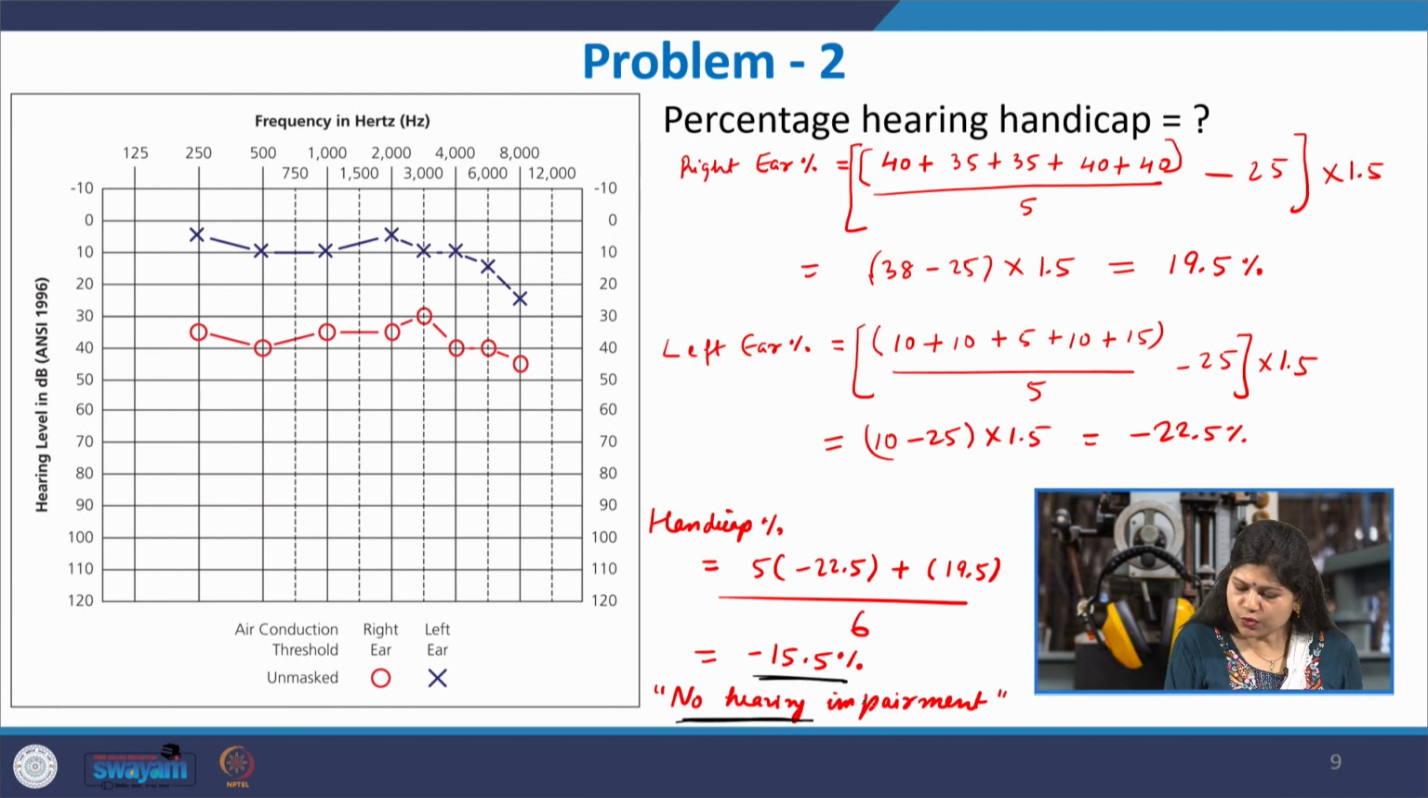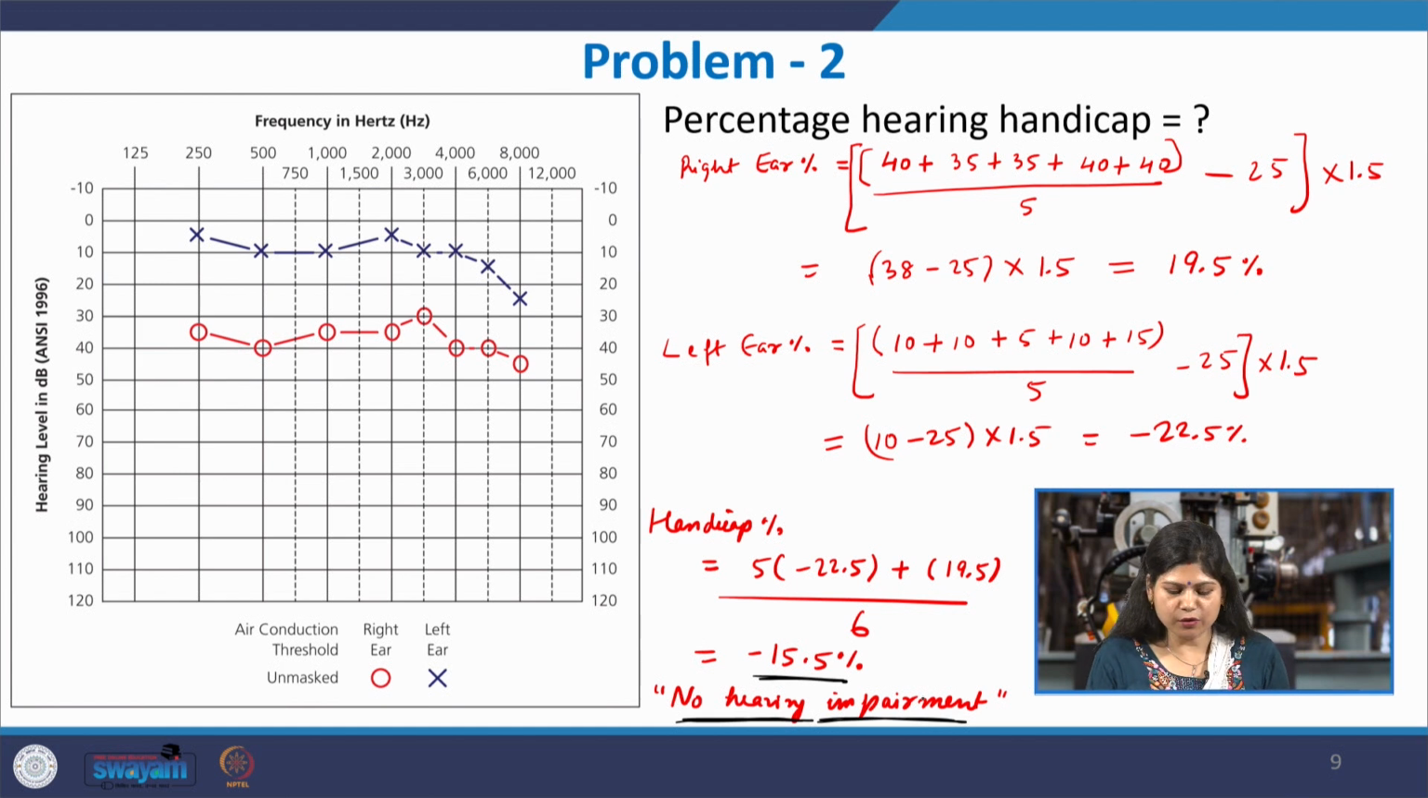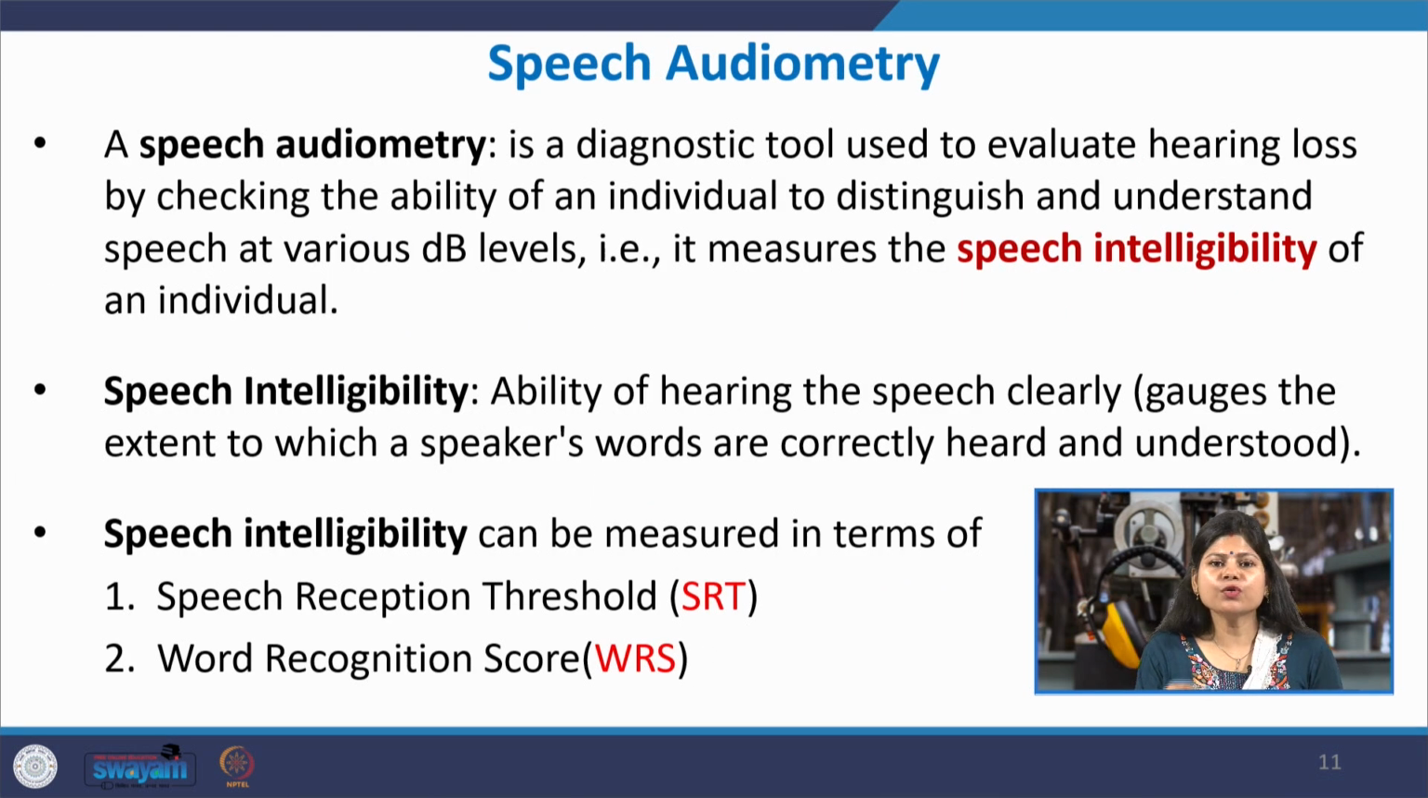Usually both these measures in general give similar diagnosis. So, this is how you use the pure tone audiogram data to evaluate the noise induced hearing loss. You can either calculate the percentage of hearing handicap, or you can calculate the grade of hearing impairment, and you can make your assessment. Now, let us see the second type of audiometry, which is called speech audiometry.